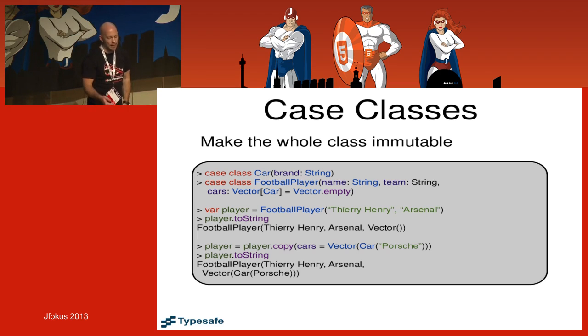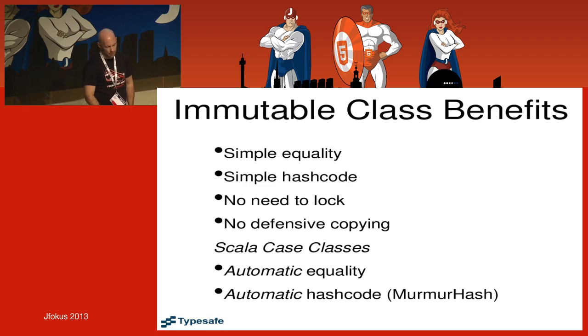Then we do player to string, and we get the football player Thierry Henry, Arsenal, but he hasn't got any cars yet because we chose not to pass them. Then we can alter the state of the player instance by using the copy method that comes out of the box with case classes. In this case, we copy Thierry Henry, but we add a car to him as well, the Porsche. And as you can see, the end result is that he has a car. Note that we're using var here so we can copy the value. Normally I would encourage you to use val, but this is just an example. This is in the REPL, so you can try it out in the REPL directly if you want to.